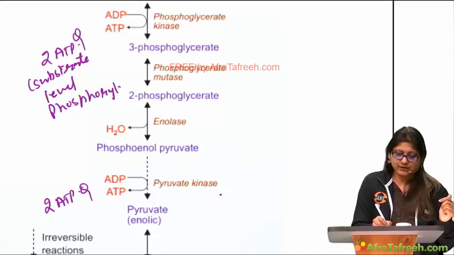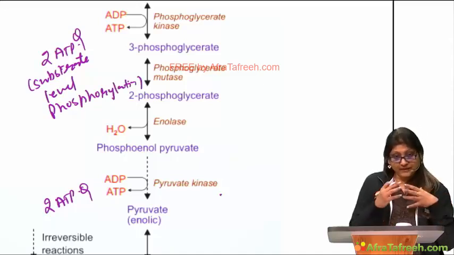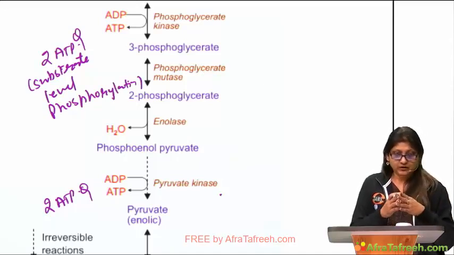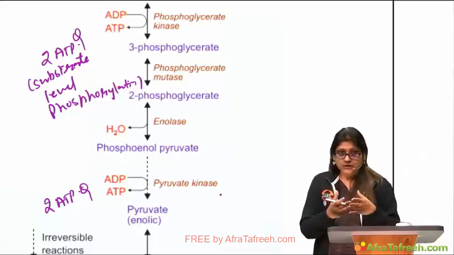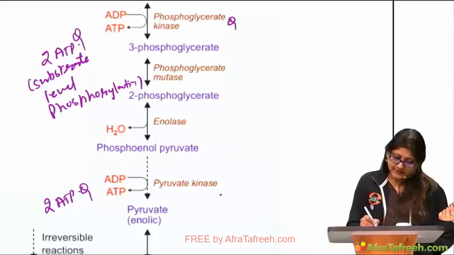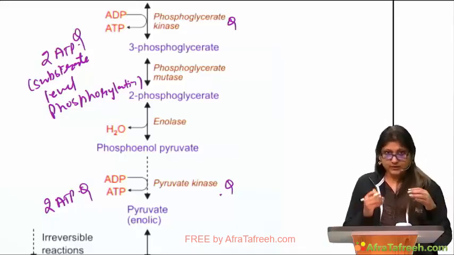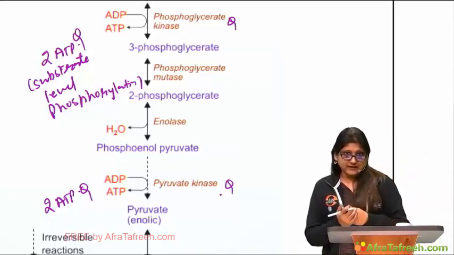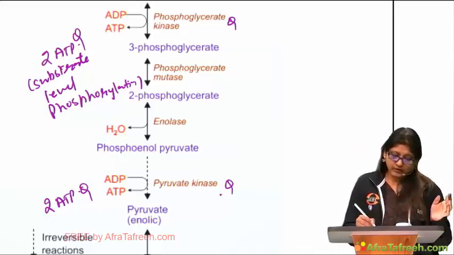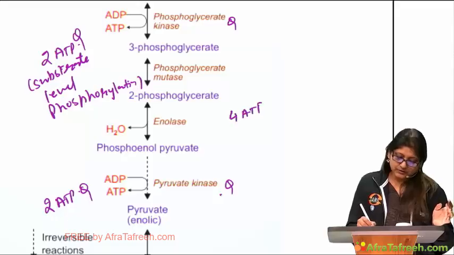So this may be a question to you: how many substrate level phosphorylations are there in glycolysis? You have to say 2. That is the phosphoglycerate kinase step and the pyruvate kinase step, and 2 ATP is produced at each of these sites, producing a total of 4 ATP by substrate level phosphorylation.